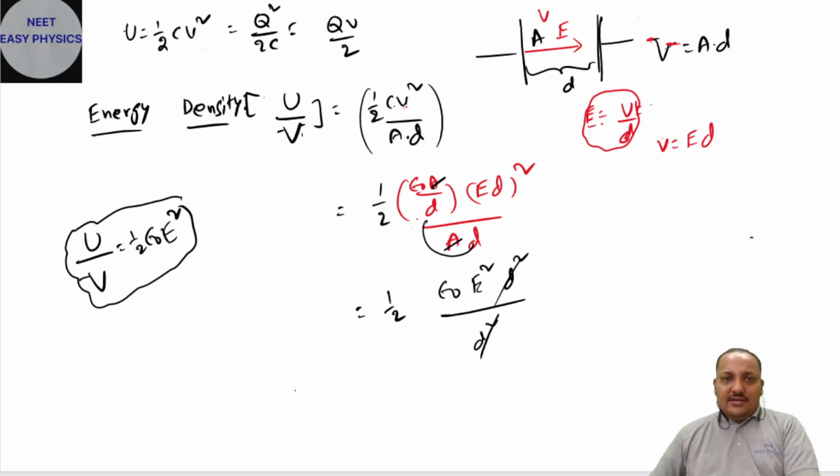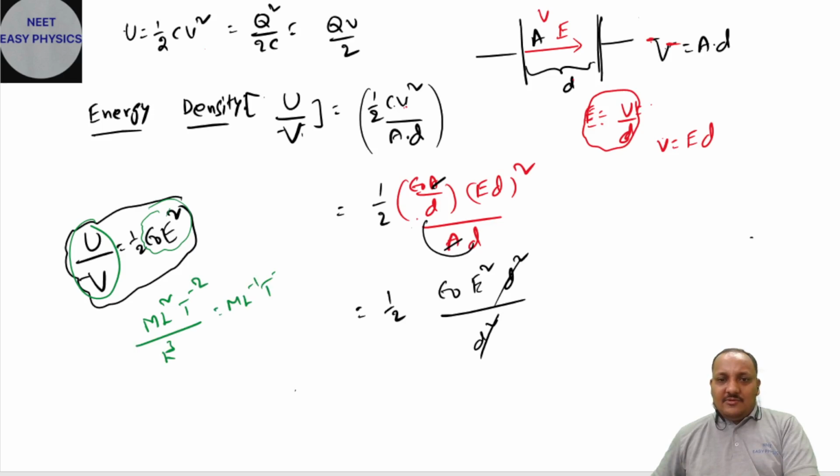Already in dimension formulas, they will ask what is the dimension formula for half epsilon naught E square. At that time, it is difficult to remember. But energy by volume, we can write very easily. Energy dimension formula, work done, M L square T power minus 2. Volume means L cube. So M L power minus 1 T power minus 2 is the dimension formula for half epsilon naught E square, or energy density. This is equal to pressure. Pressure dimension formula is also going to be the same. So this is another important formula.